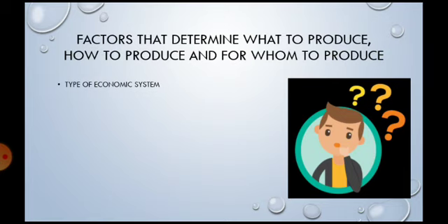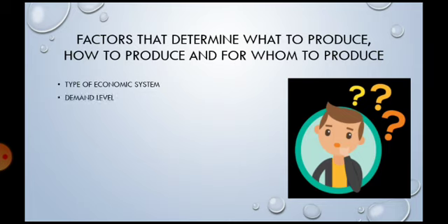The system operating in a country will determine what and for whom to produce. In a capitalist economy, goods are produced according to dictates of the forces of demand and supply. This is based on the general needs of the people.